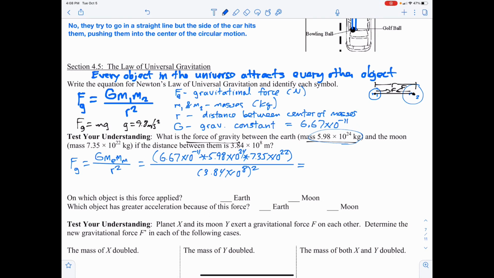Now, if you're not comfortable putting all of this in your calculator at once, meaning you're not comfortable using parentheses, then I urge you to try this approach. Multiply these three numbers, write that number down. Square that number, write that number down. And then go ahead and divide the two numbers. That would be the safer way to approach this calculation. But if you do feel comfortable using the parenthesis functions in your calculator, then putting this in correctly, you should have gotten about 1.99 times 10 to the 20 newtons.